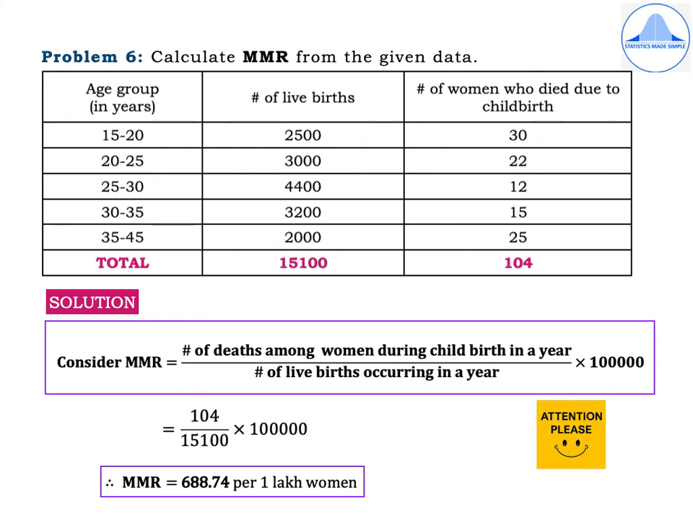In the given table, I have found out an extra row, that is the total, and the total number of live births are 15,100 and the number of women who died due to childbirth, that total number is 104. Substituting these totals in the MMR formula, we get 104 divided by 15,100 into 1 lakh. Therefore, MMR is equal to 688.74 per 1 lakh women.